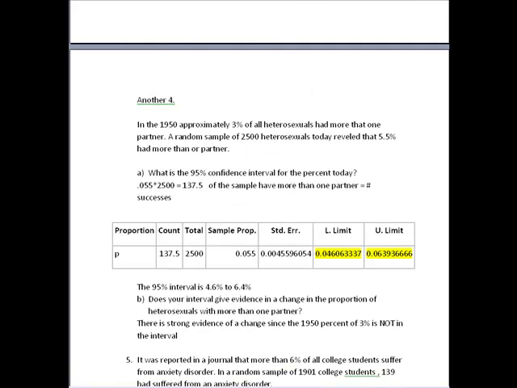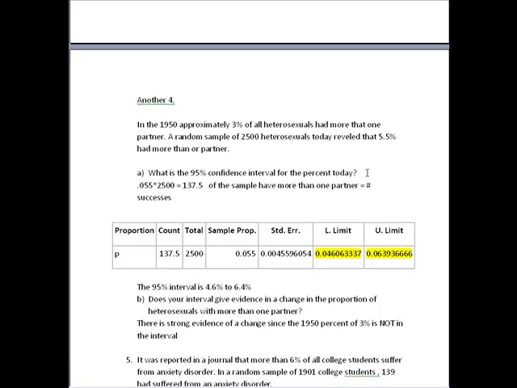Let's consider another example to go along with problem number 4. This one gives a different result. In the 1950s, approximately 3% of all heterosexuals had more than one partner. A random sample of 2,500 heterosexuals today reveals that 5.5% had more than one partner. Find a 95% confidence interval for the percent today.